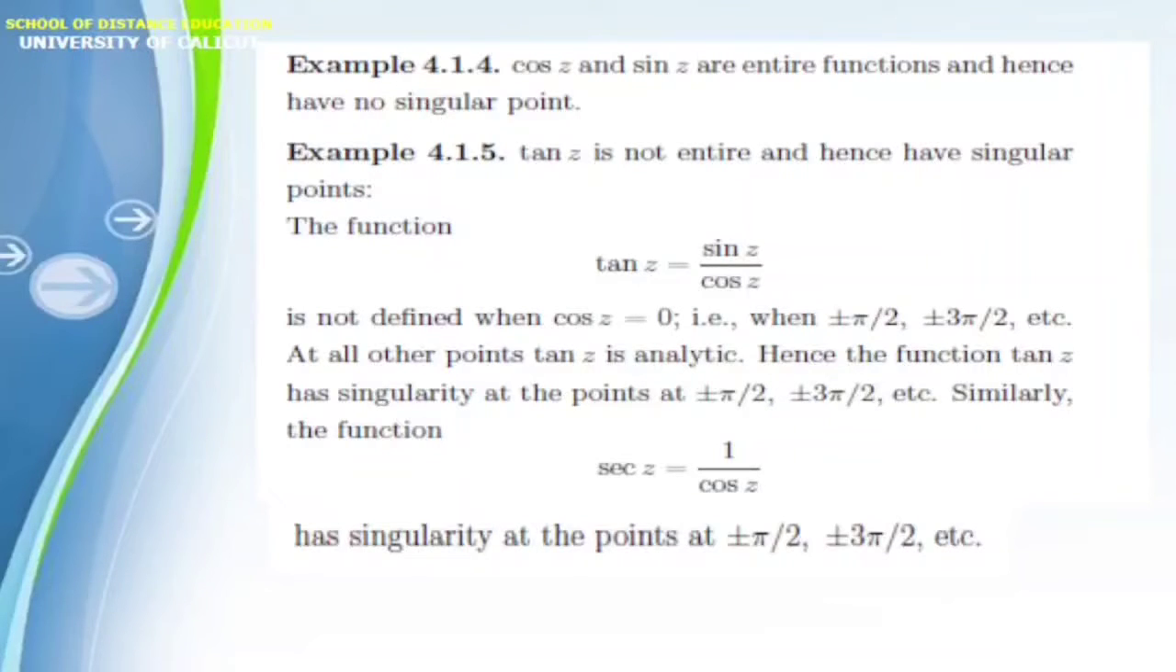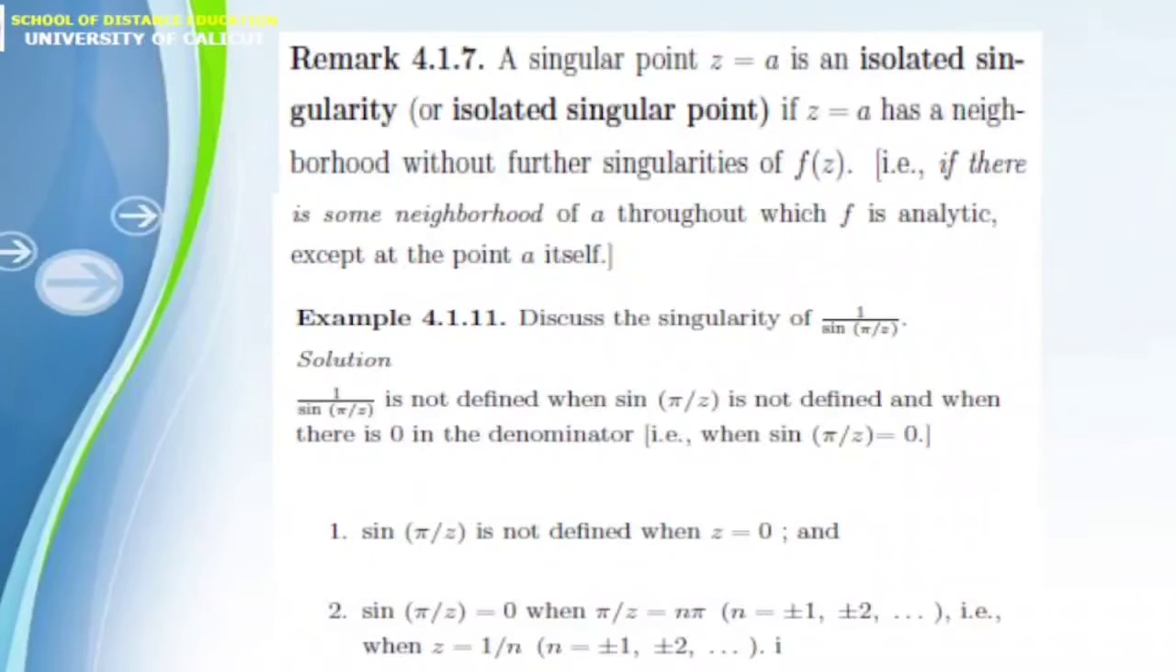At those points, the function is not analytic. At all other points, the function is analytic. So we can say that this function tan z has singularities at the points plus or minus pi by 2, plus or minus 3 pi by 2, plus or minus 5 pi by 2. A singular point z equal to a is an isolated singularity if z equal to a has a neighborhood without further singularities of f of z. That is, a is the only singularity in the neighborhood of that function.